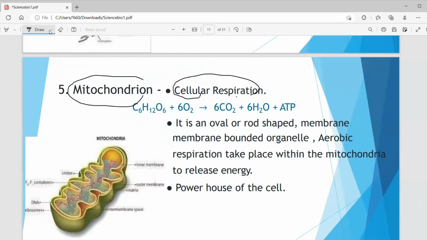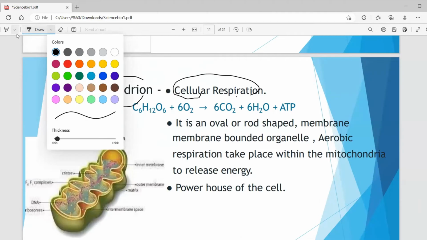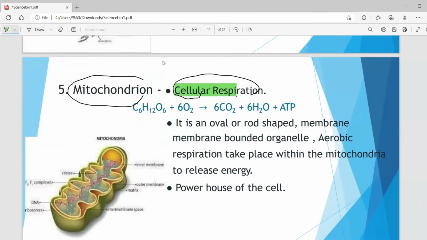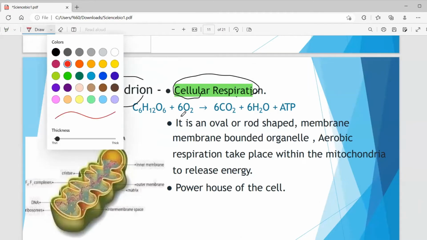Mitochondria. Mitochondria is where cellular respiration takes place. You have to write mitochondria. It is cellular respiration. That is very important. It is the opposite of the process denoted in photosynthesis.